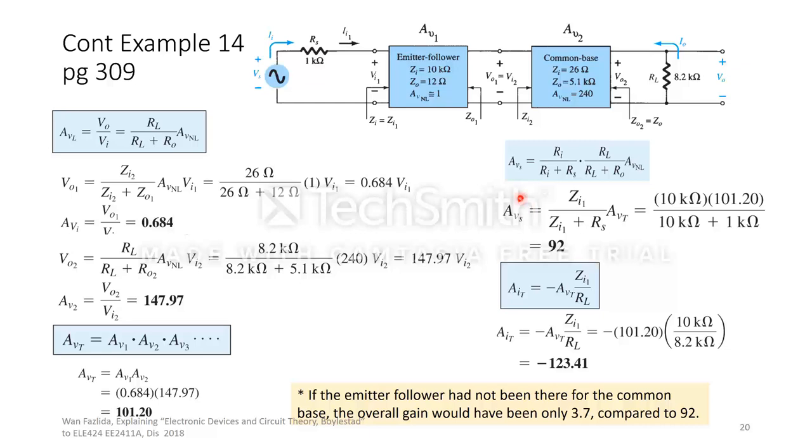So even though the emitter follower here gives a voltage gain for stage 1 of 0.684, because of its high input impedance, it actually improves the overall voltage gain of this cascaded amplifier. So it's beneficial to have the emitter follower connected before the common base. And you will find that when you're designing actual amplifiers, this is a very useful piece of information.